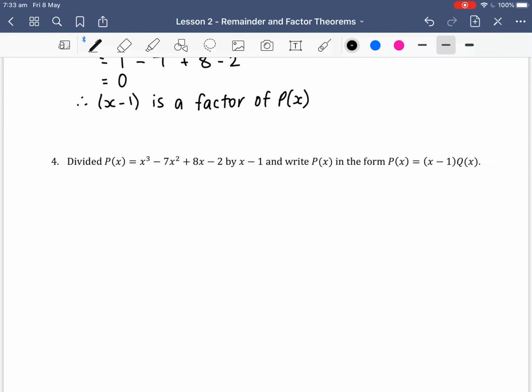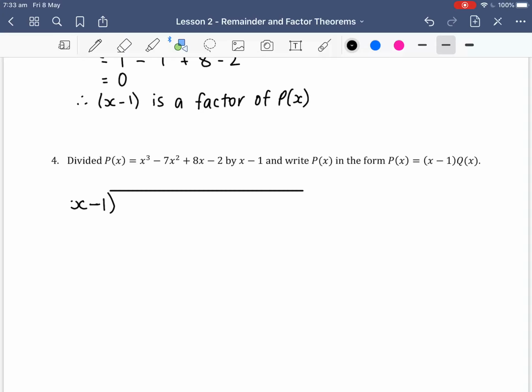So then part 4, or example 4, we want to divide p(x) by x minus 1 and write p(x) in the form p(x) equals (x minus 1) q(x). So we want to divide, so we need to write x minus 1 here in our division. Make sure you leave a little bit of room to write the answer on the top, your q(x). Write our polynomial underneath. Okay, and now let's divide.